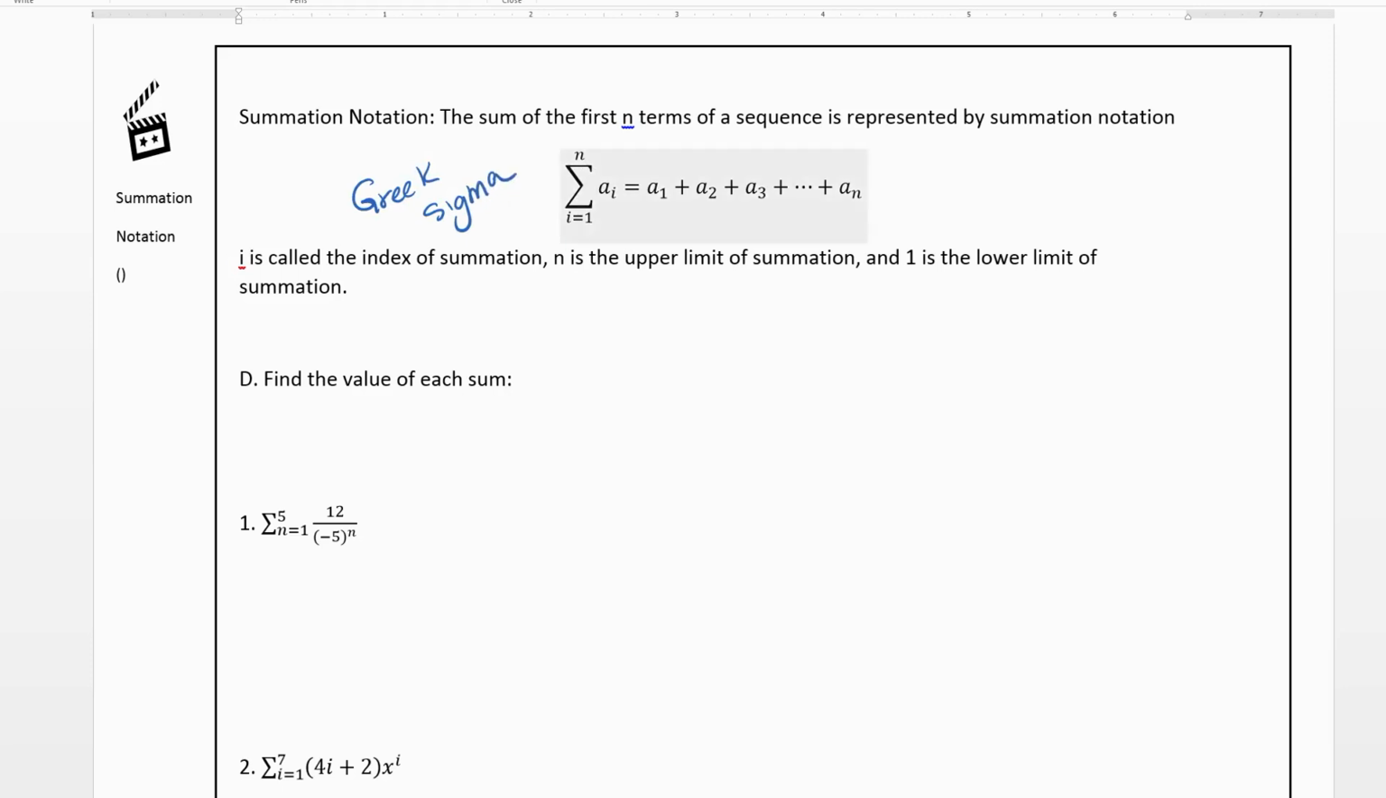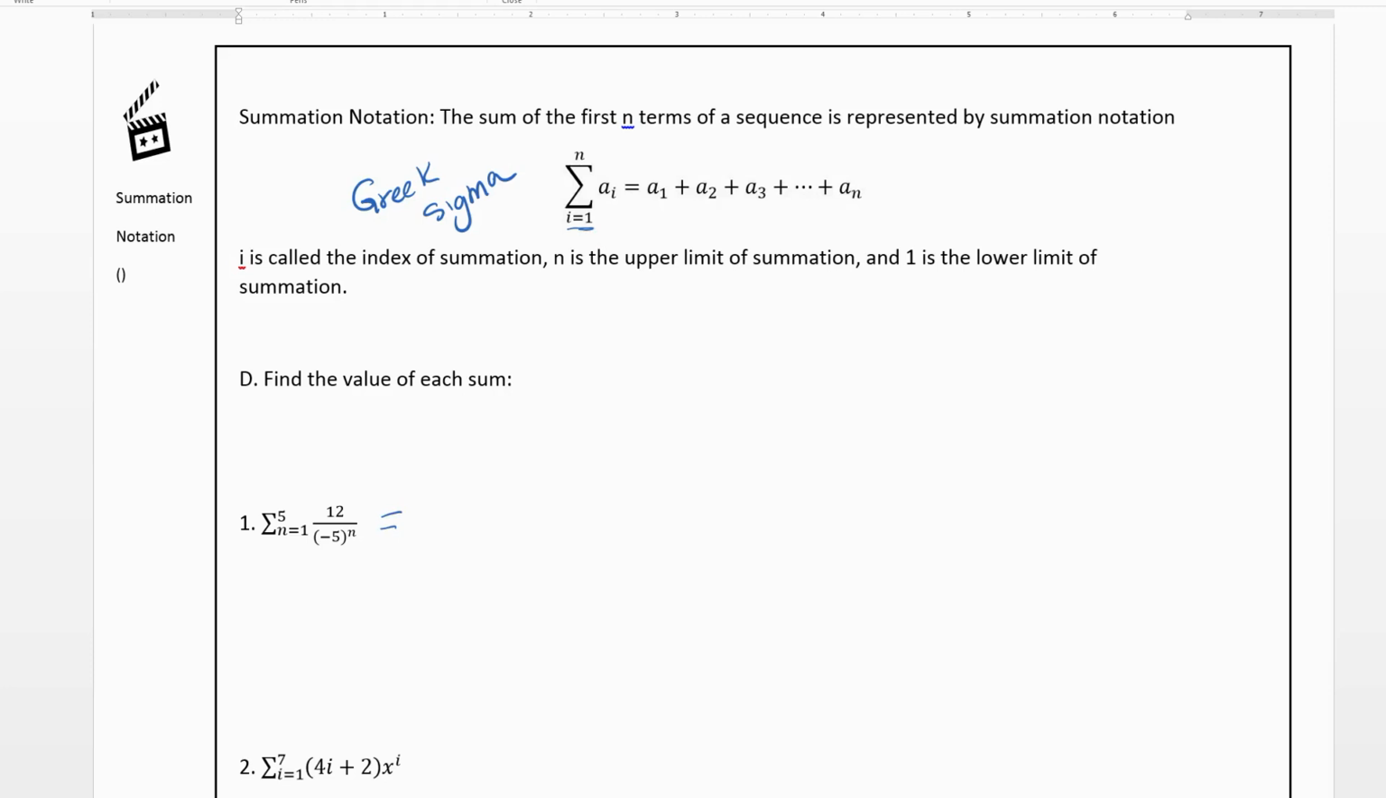This number tells you which term you're going to start with. This gives you the formula for the terms. And this tells you the term you'd end with. So i is the index, that just tells you the variable that's in your formula. n is which value you're going to stop at. And the 1 down here is the lower limit.